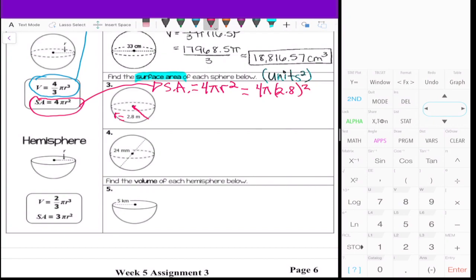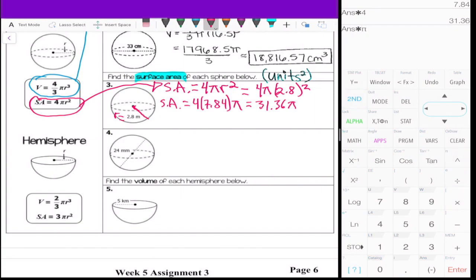Again, I leave the units to the end just so you have a cleaner surface to work on. I don't want it to be bogged down with lots of letters, and that's a small amount of space. So again, 2.8 times 2.8, it's not 2.8 times 2, it's 2.8 times 2.8, which gives me 7.84. I still have pi there, so now I'm going to multiply 7.84 times 4, which is going to give me 31.36. So now I still have pi. Now I'm going to multiply it by pi.